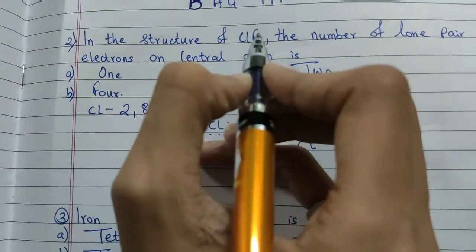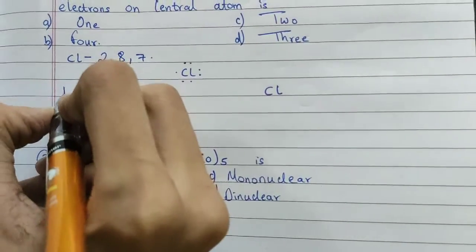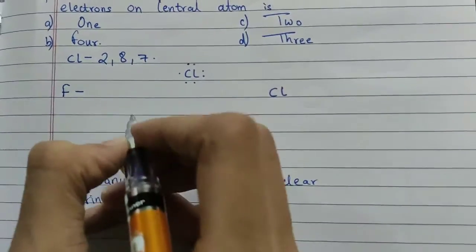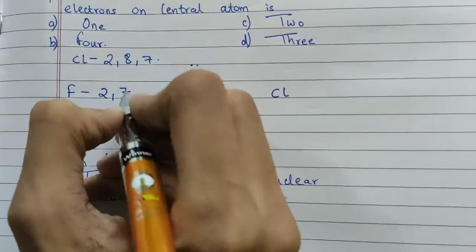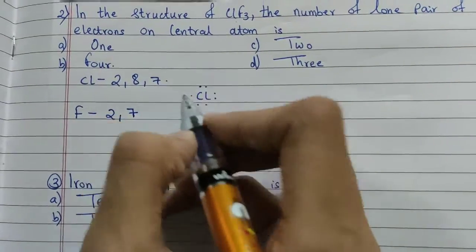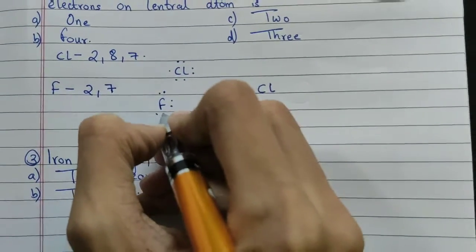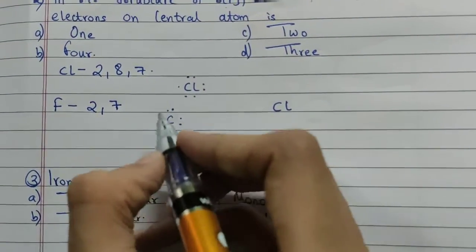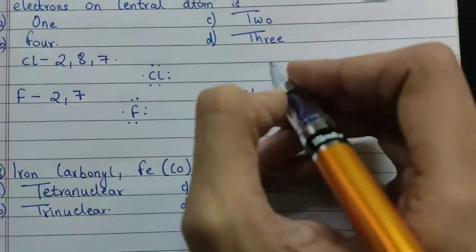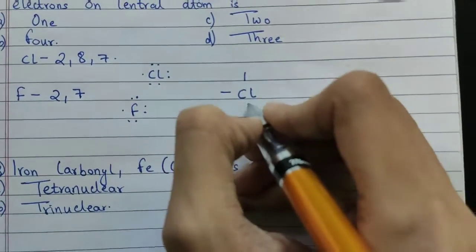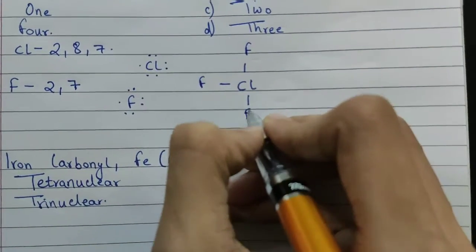The next atom is fluorine. The atomic number of fluorine is 9, so the electronic configuration will be 2, 7. Again, fluorine has 7 electrons in the outermost shell because they both are halogens, right? Chlorine and fluorine are both halogens. So again, fluorine will look something like this. Now, the molecule given is ClF3. So there's one Cl at the center surrounded by 3 Fs on 3 sides: one F over here, one over here and another over here.